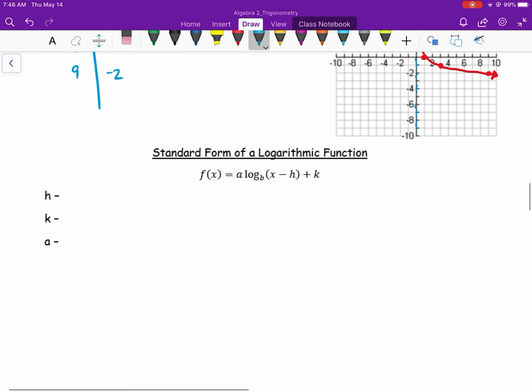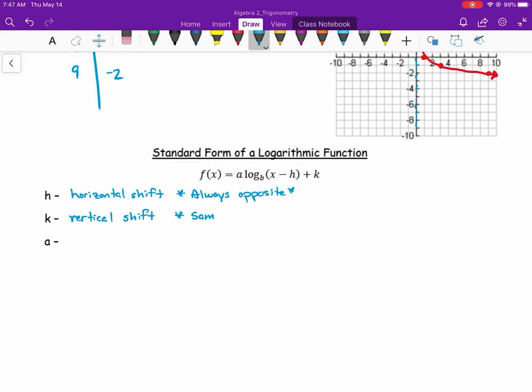And now the standard form log. Okay, so we have our A, H, and K. These things haven't changed. H is still our horizontal shift. Remember, it's always opposite. And we have our K, which is our vertical shift. And it's always the same.